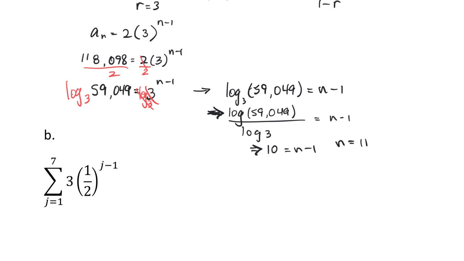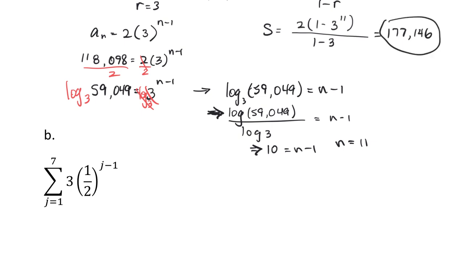a sub 1 is 2. So the sum is 2 times 1 minus 3 to the 11th power times 1 minus 3. And from that we get 177,146.